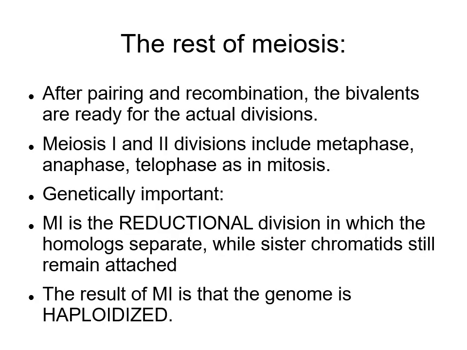All right, so meiosis 1 and 2. Meiosis 1 is a reductional division, and as a result of this, the genome is haploidized. Even though it's still got 2 times the amount of DNA that a haploid genome would have, we have to finish meiosis 2 to get that down.